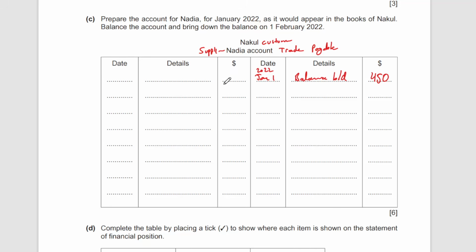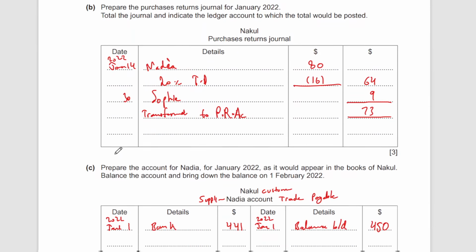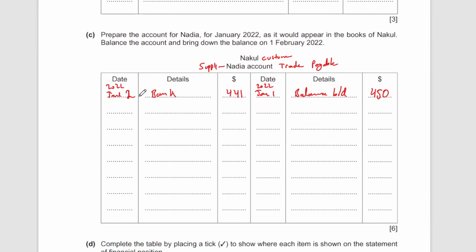Next, we made a payment. Now, when we make a payment to our supplier, what's going to happen? Bank credit, and that supplier's account would be debit. How much did we pay Nadia? Please go back and check. It's 441. That went out of the bank. So Nadia debit, bank credit. What's the date? No, that happened on January 2nd. We'll fix that. January 2nd.